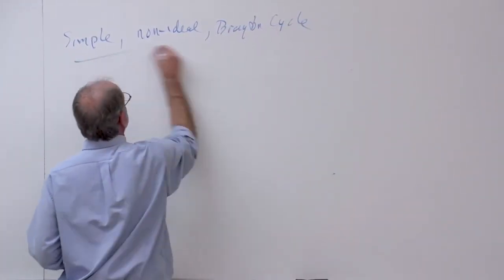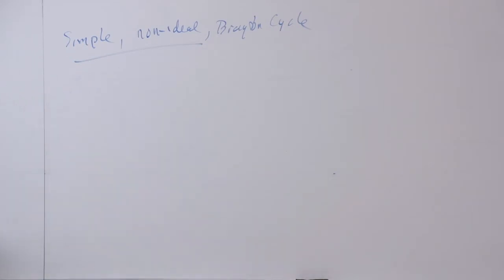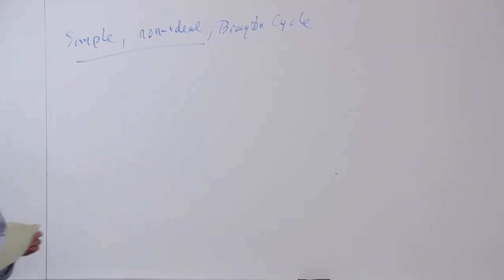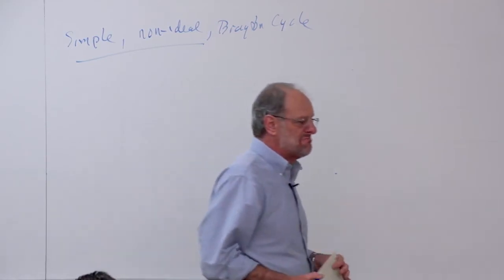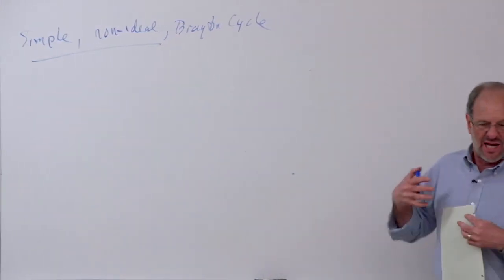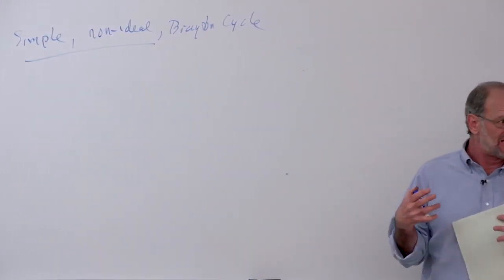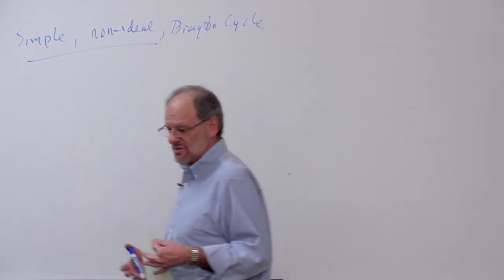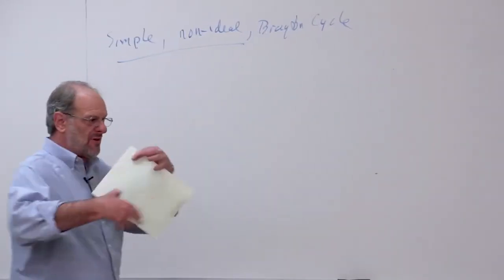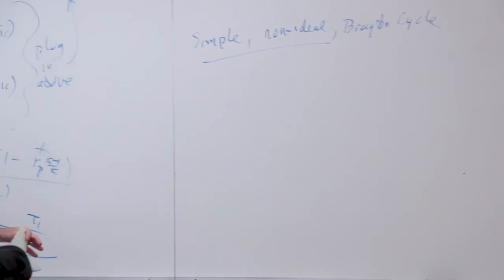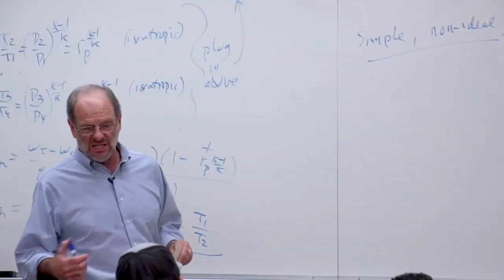Right, so now we're going to look at the simple but non-ideal Brayton cycle. Quite frankly, there's no reason for me to redraw the schematic diagram. I'm only changing the way that I analyze the cycle, not its physical configuration. We still have our compressor, we still have our combustion chamber, we still have our turbine. None of that changes. We're just analyzing a little bit differently.